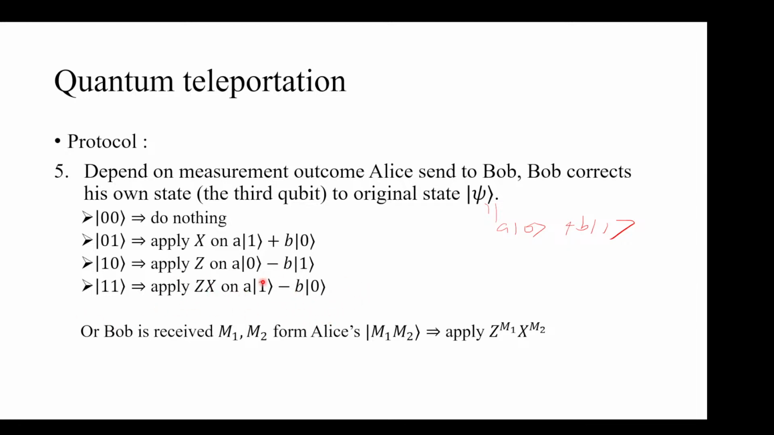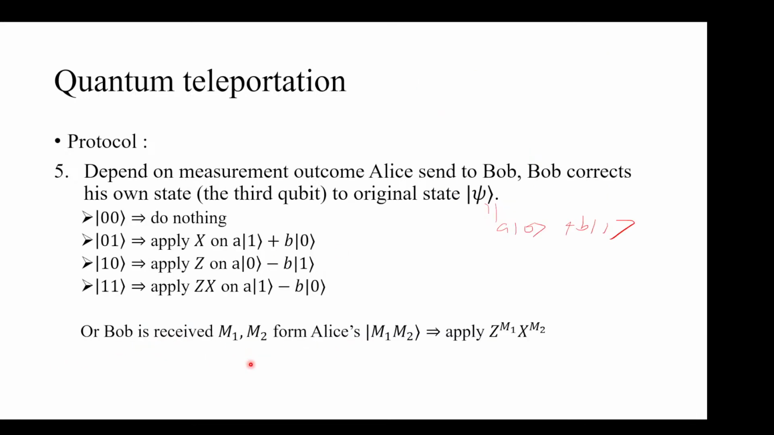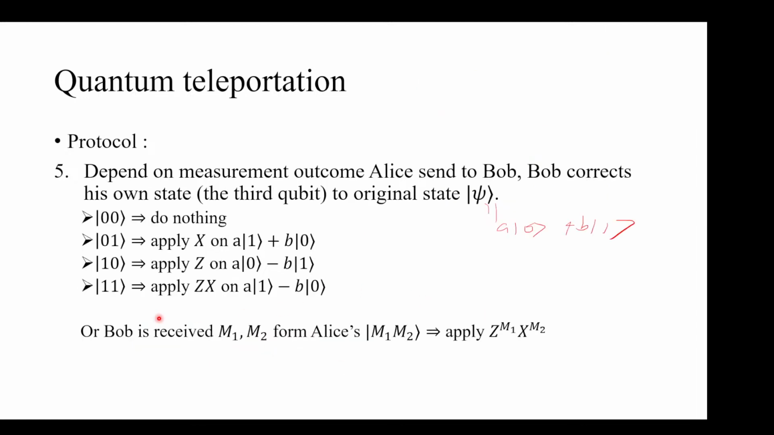You apply the X gate first on this and then the Z gate, then you will also get back to A0 plus B1. So although Bob gets one of the 4 random states, if Alice tells him which one of the 4 states Bob got, Bob can always correct the state back to A0 plus B1, and that completes the teleportation protocol. So whichever one of the 4 measurement outcomes Alice gets, Bob can always correct his state and get A0 plus B1 on his side.